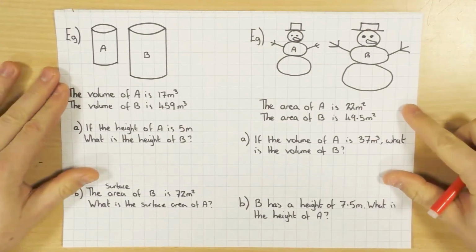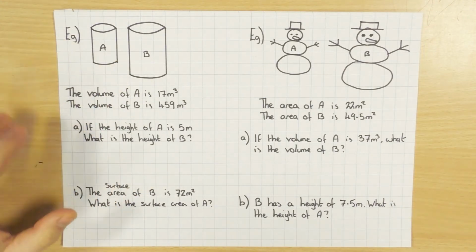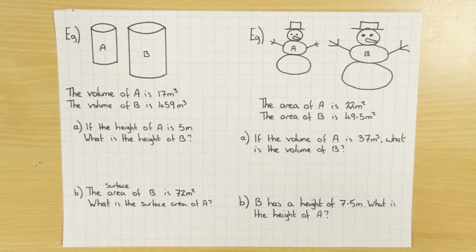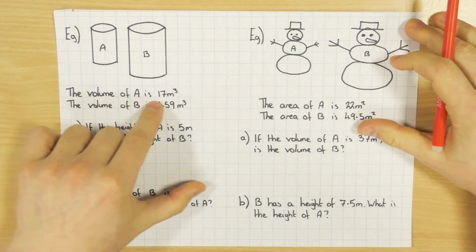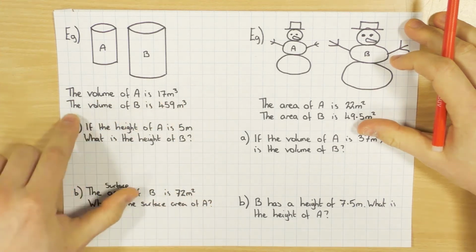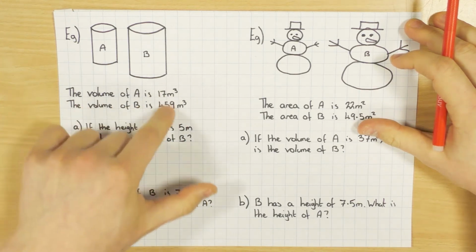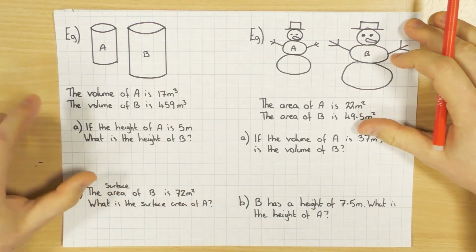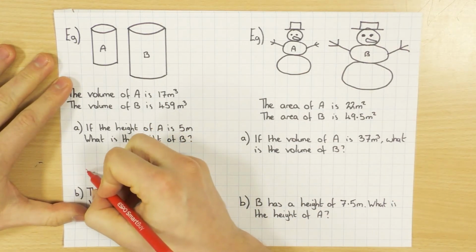So bear with me a second. Okay, so here are another 2 examples. This one here is dealing with cylinders. So in this question, let's have a look at what we've been given. It says the volume of A is 17 metres cubed. The volume of B is 459 metres cubed. So I can compare the volumes, so I can find the volume scale factor. So that's what I'm going to do straight away.